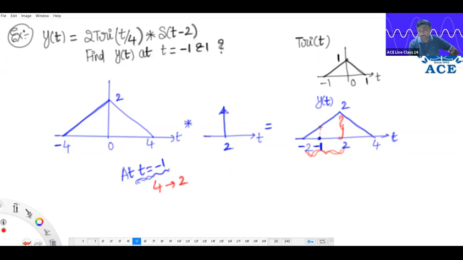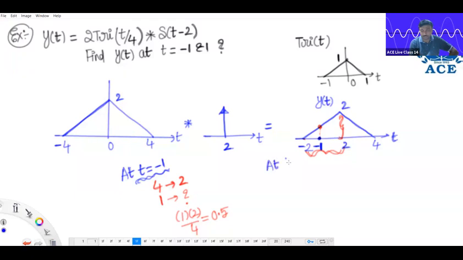If you want the answer at -1, what is the width here? -2 to -1 means 1 unit width. What will be the height? 1 into 2 by 4. For -2 to 2, width of 4 units, the equivalent height is 2. For 1 unit width, what will be the height? 0.5.